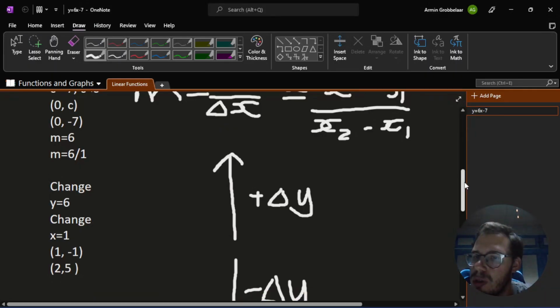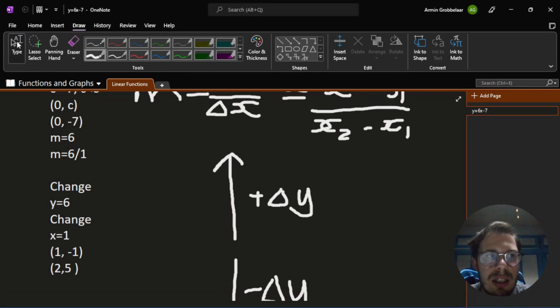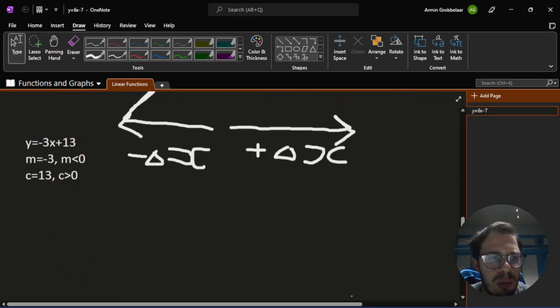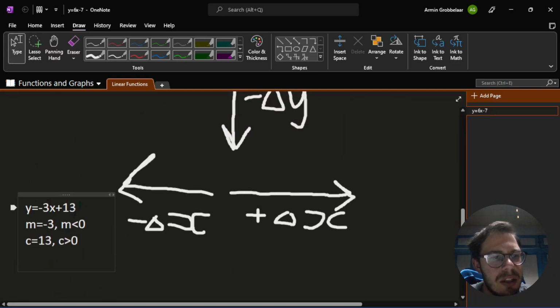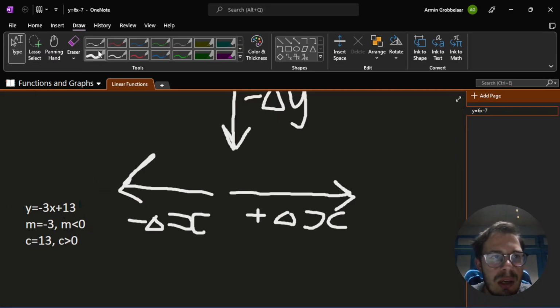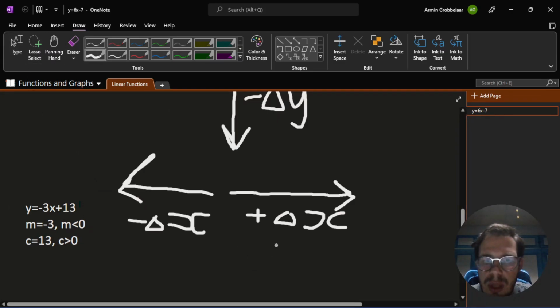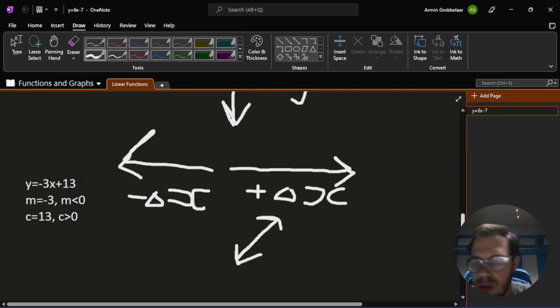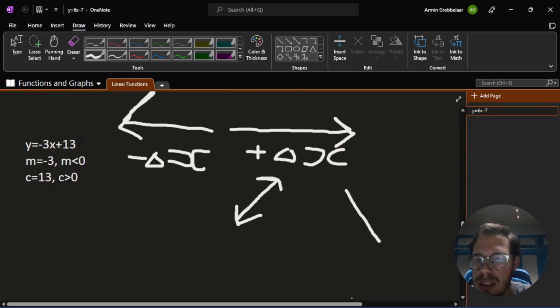So now to go to the second graph, so you can see here we're going to graph the function minus 3x plus 13. So m is equal to minus 3, so m is less than 0. So we know that it will have a negative gradient. Sorry, this is a positive gradient. So please don't make this mistake, it's very easy to. So this is a negative gradient.